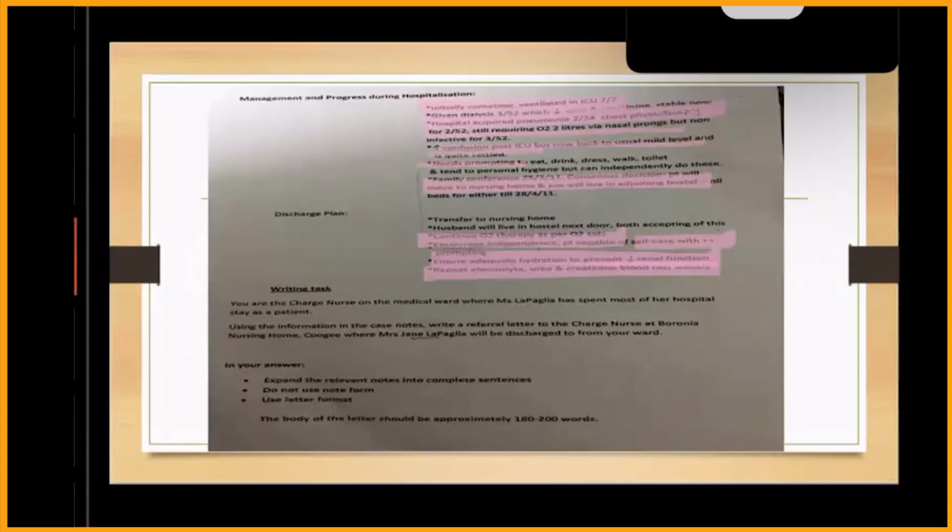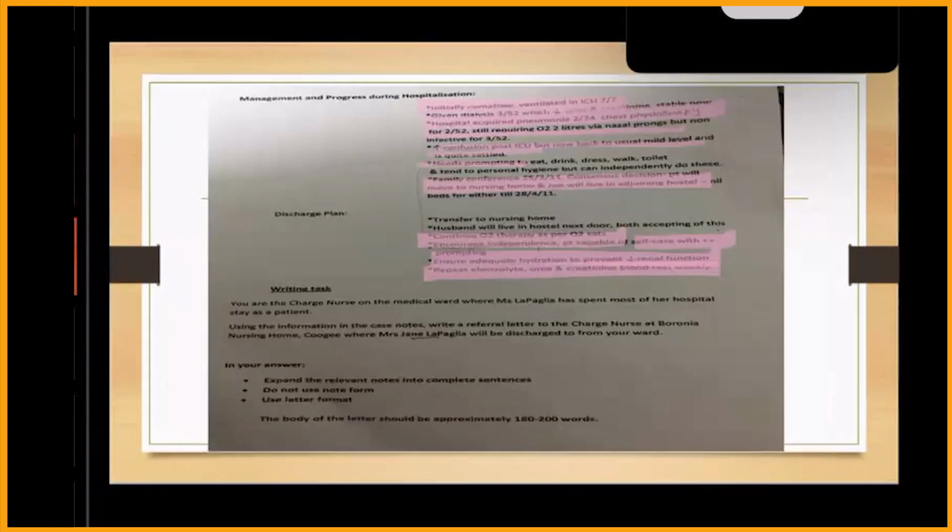Now what did I ask you all to write in the second paragraph? We can talk about the admission, isn't it? When was she admitted? Can someone come and help me with the second paragraph? Mrs. Lapagalia was admitted on 4th March 2011. Then let's see what happened during hospitalization.